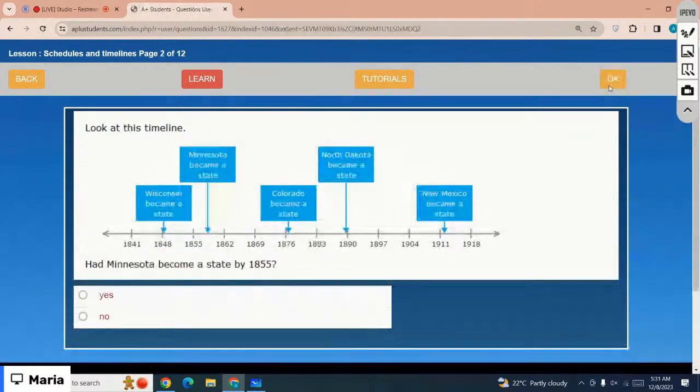Had Minnesota become a state by 1855, which is the correct option? Yes, no. Here is 1855, right? And here is the Minnesota became a state, but after 1855. That means the question is, had Minnesota become a state by 1855? No, that would be after 1855. So the correct option is no. Got it?